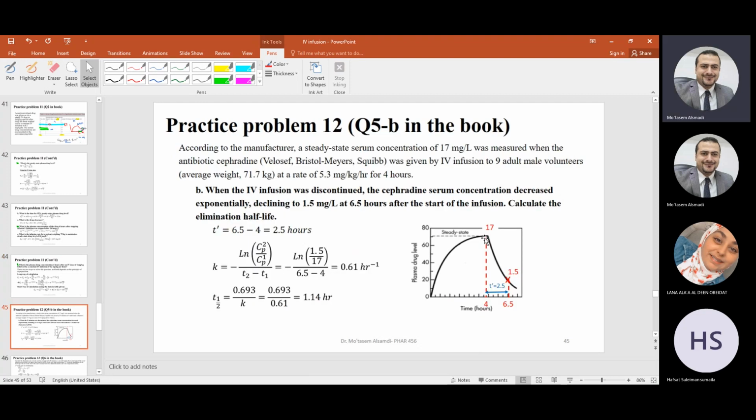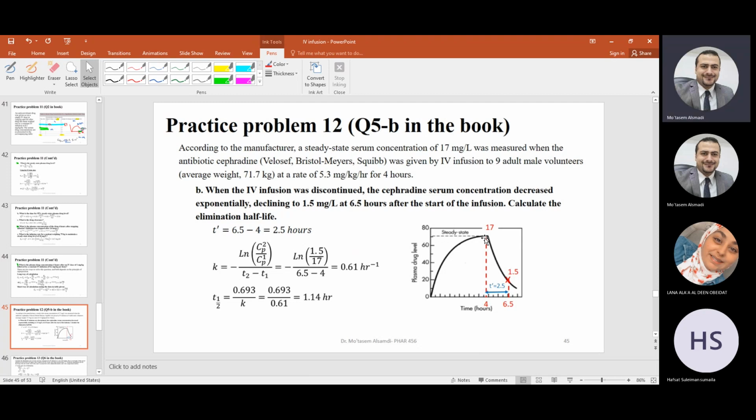Let's go to problem 12. According to the manufacturer, a steady state serum concentration of 17 mg per liter was measured when the antibiotic cephalosporin was given by IV infusion to 9 adult male volunteers, who have an average body weight of 71.7 kilograms, at a rate of 5.3 mg per kilogram per hour for 4 hours. When the IV infusion was discontinued, the cephalosporin concentration decreased exponentially, declining to 1.5 mg per liter at 7.5 hours, and 7.5 from time 0.